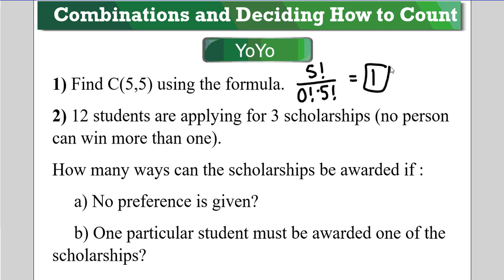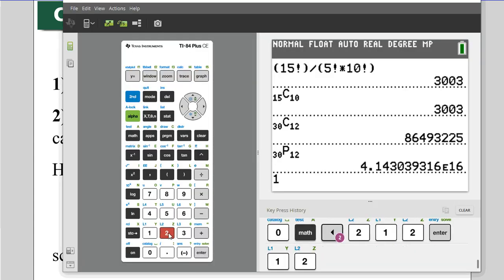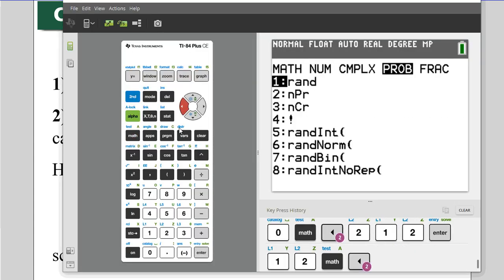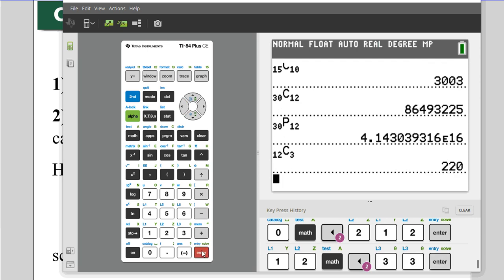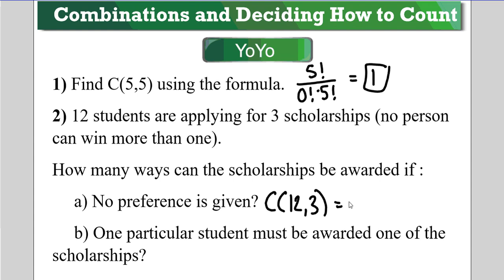Question number 2, 12 students are applying for 3 scholarships. How many ways can a scholarship be awarded if no preference is given? Well, this would be from 12, I'm picking 3. Order is not important, so it's just a combination. 12 choose 3. So 220 if no preference is given.